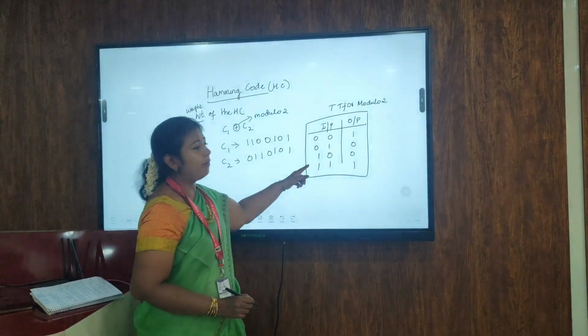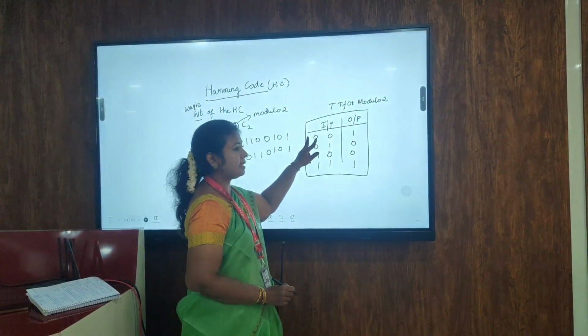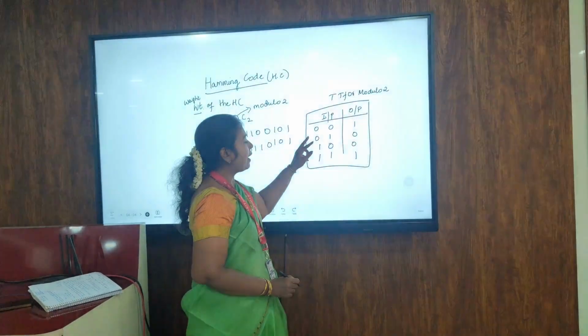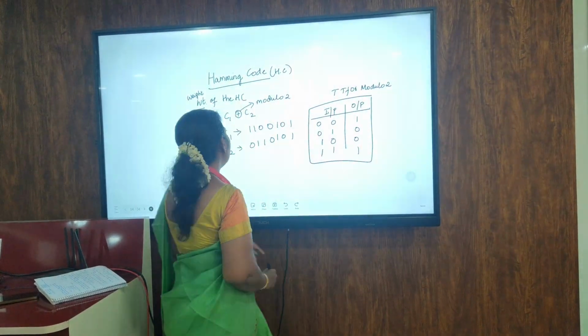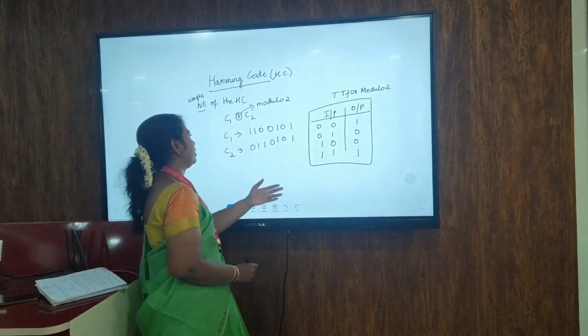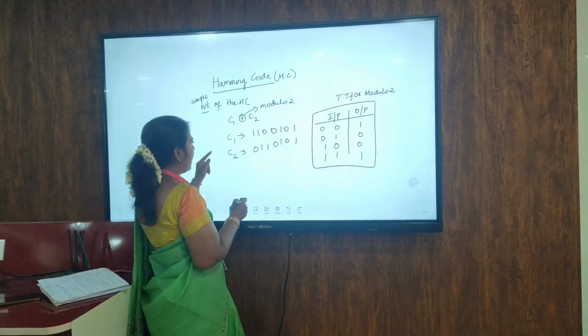This is the truth table for modulo 2 addition. If the two input bits are the same, either 0 and 0 or 1 and 1, we get the output as 0. If either of the bits is 1 and the other is 0, then the output is 1. Now, after understanding the truth table for modulo 2 addition, we will do the modulo 2 addition of codes C1 and C2.